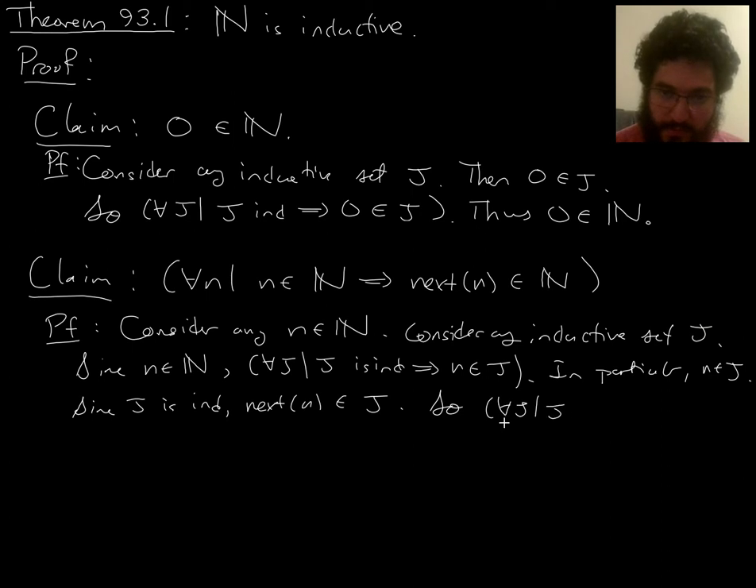So now the universal generalization is complete. n remained, or j remained arbitrary. So there are kind of two universal generalizations here, right? I'm talking about the one that starts here. Consider any inductive set j, and here's my conclusion. Let me write it in blue. So for all j, inductive implies next n is in j.